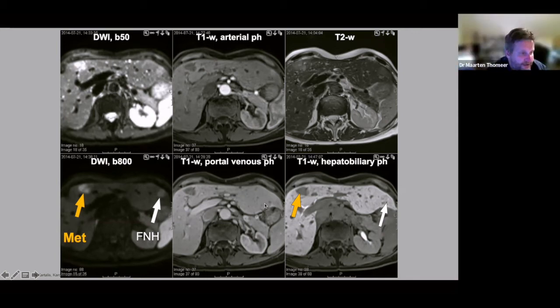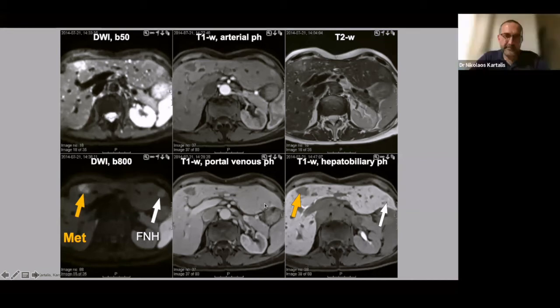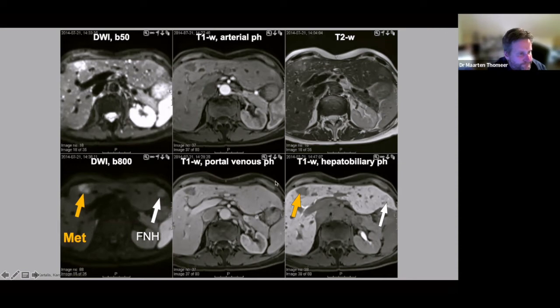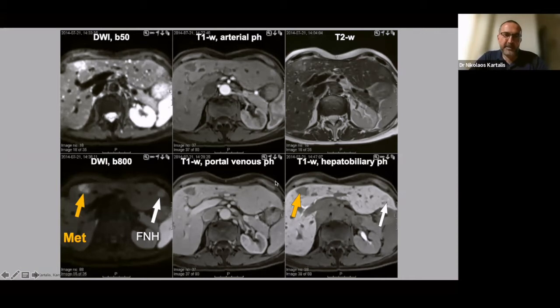Another interesting question: if there's a problem when you have hemochromatosis, would you also have a problem if you have steatosis? Actually, this is the less difficult problem because the liver does not disappear. It will change in comparison to the lesion, a bit, but not much. It will not disappear.